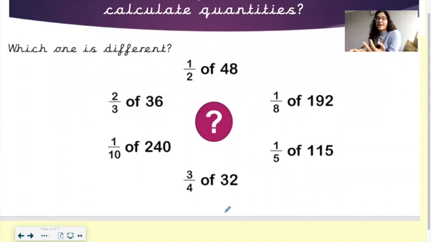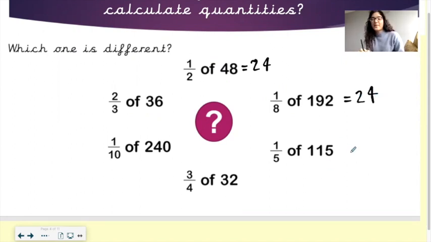Now, here is how I would solve it. I would first find the answers to these questions. So if I start with the first one, half of 48. Half of 48 is 24. 1/8 of 192 is equal to 192 divided by 8, 24. Next one, 1/5 of 115 is 115 divided by 5, which equals 23.